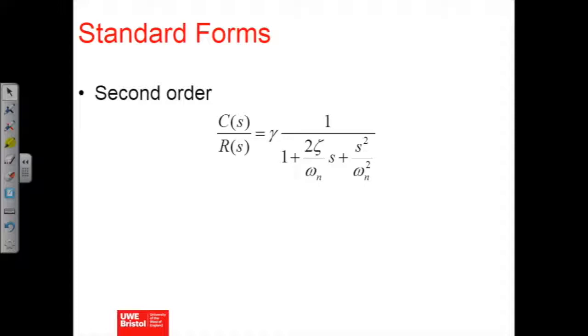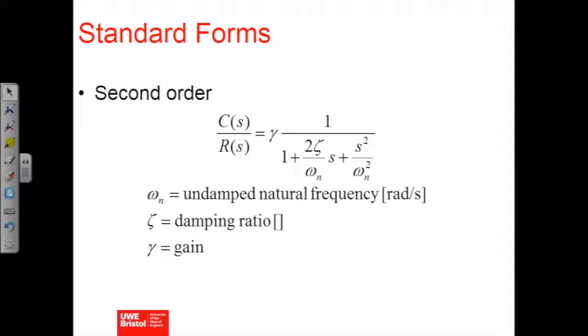And because I've forced my system model into this particular shape, getting that data is really, really easy. Okay, so long as I've pushed it into that sort of quadratic in the bottom. Omega n, undamped natural frequency in radians per second. Zeta is the damping ratio, and the last one we know about already is the gain. Damping ratio, of course, is dimensionless.